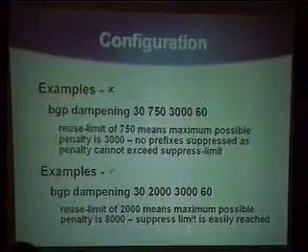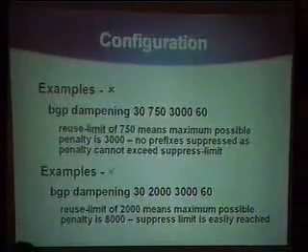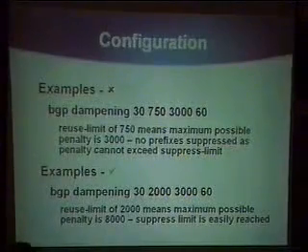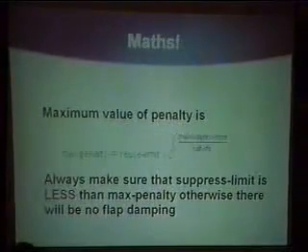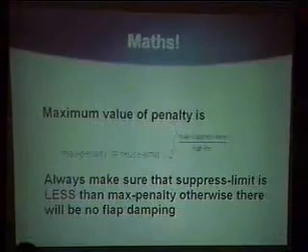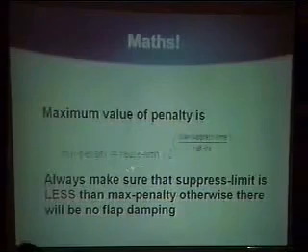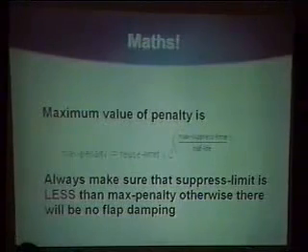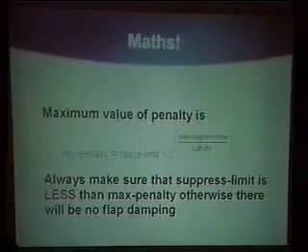This example works nicely. The maximum value of the penalty here can be 8,000. So if you're cooking your own parameters for flap damping, make sure they make sense. That's not documented anywhere, but that's the way you work it out. Figure out your maximum suppress time you're going to use, the half-life time, the reuse limit you've set, and then that's the maximum value the penalty can be. So make sure that value is substantially less than the suppress limit. That's always the good advice.